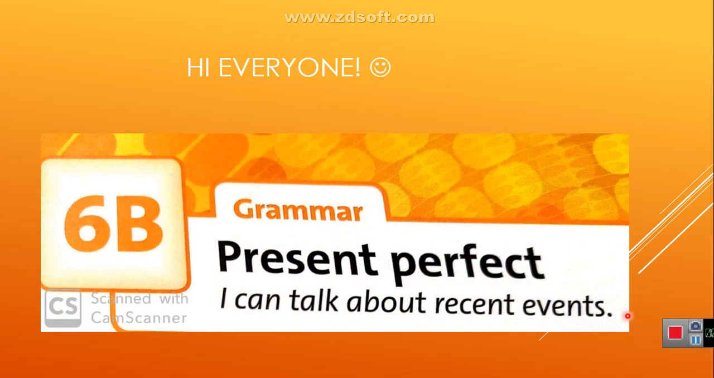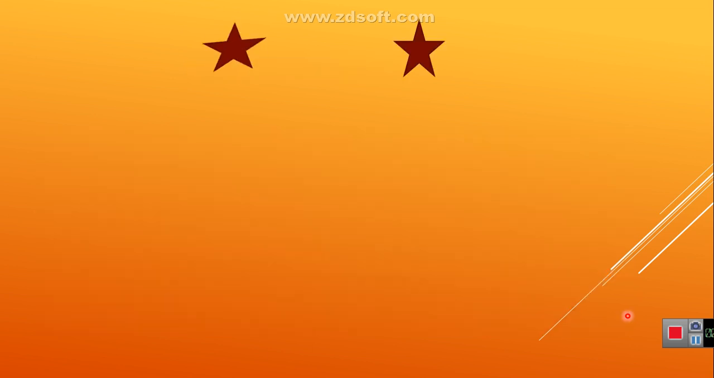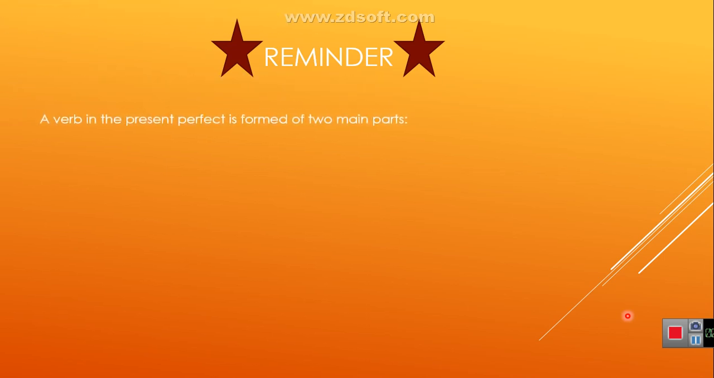Today you are going to learn two new things about the grammar lesson present perfect, which you already have an idea about. First of all, let's remember together something very important about the present perfect. A verb in the present perfect is formed of two main parts. The first part is has or have plus a verb in the past participle form.